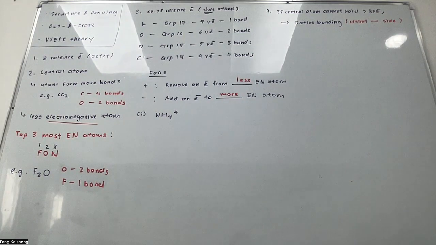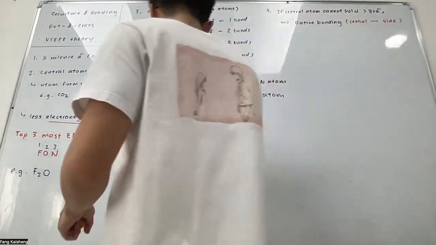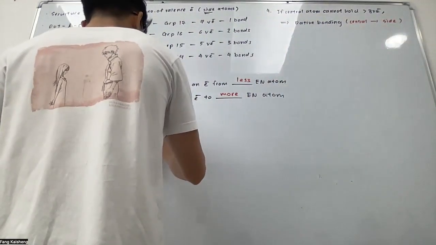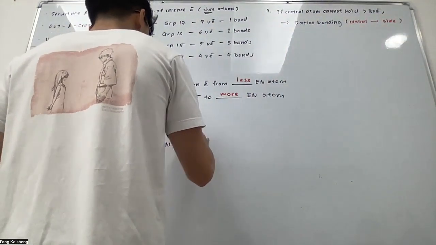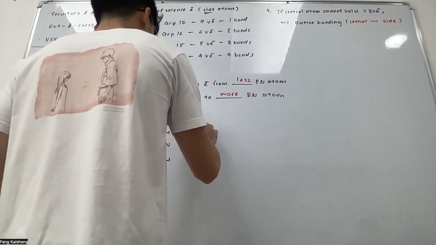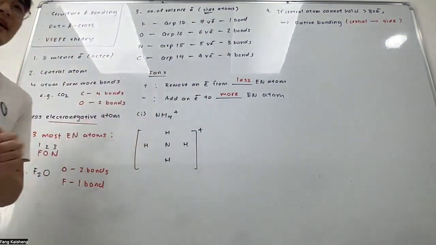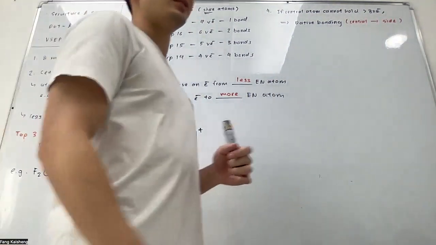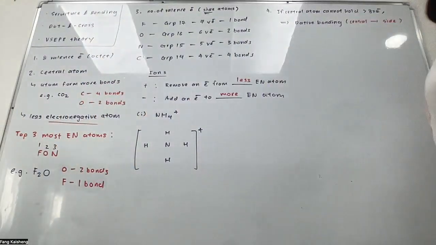I see some of you drew NH4, but I don't see a plus charge. So I need you all to do something like this. You need to draw a bracket surrounding the entire structure like this. Okay, and now let's see how to draw this structure.